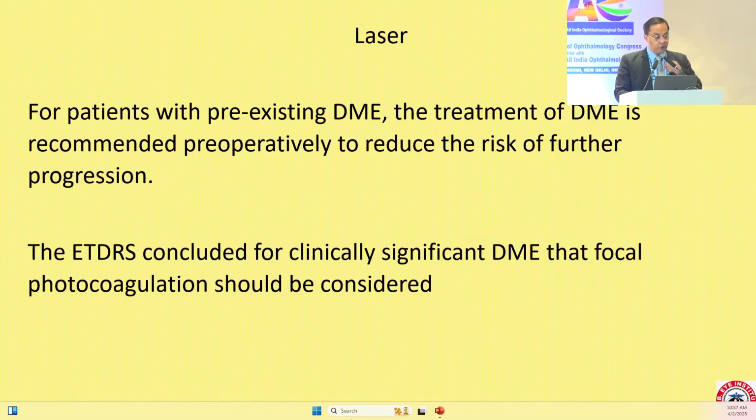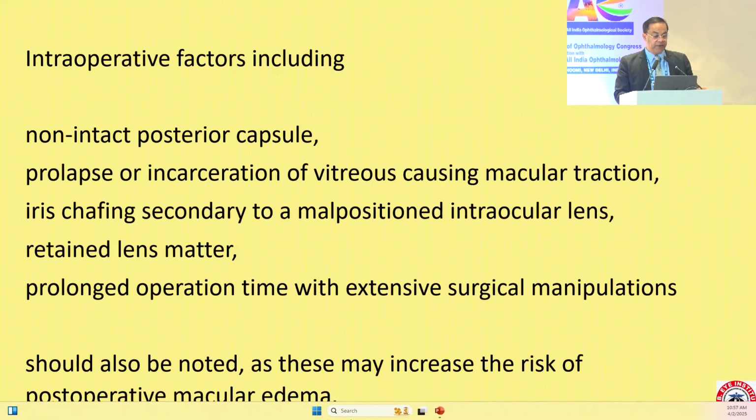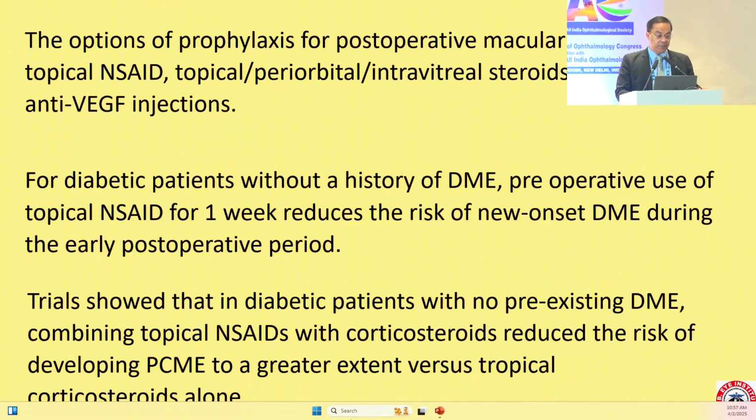This is Ozurdex, and we are also using lasers. Now, when you have complications like prolonged surgical time, excessive manipulation, excessive use of phaco energy, or a posterior capsule tear, as I showed in the beginning, then the management becomes even more difficult. If you have a non-intact posterior capsule, prolapse of the vitreous, iris chafing, retained lens matter, or prolonged operation time, then the risk becomes even more.